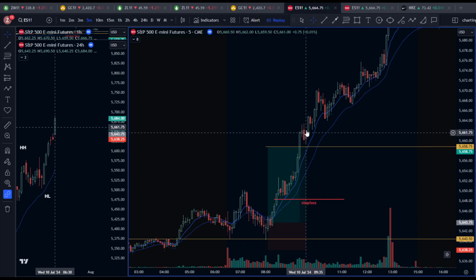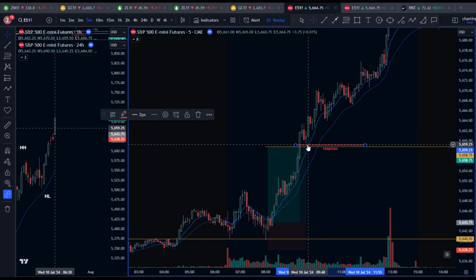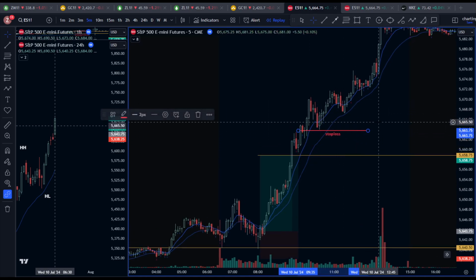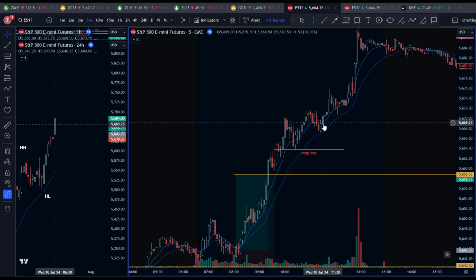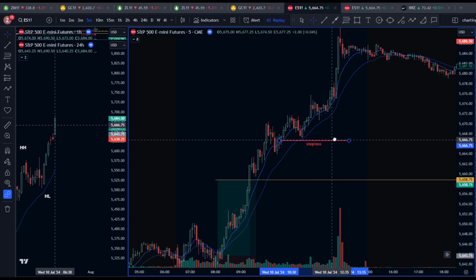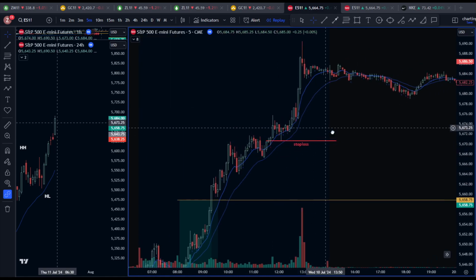Here we get another pullback, breakout, follow through. You can raise your stop. Pullback, breakout, follow through, raise stop. And you keep on doing this until there is a reason to exit.